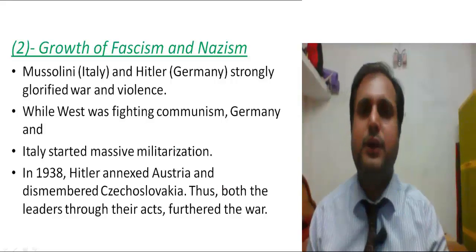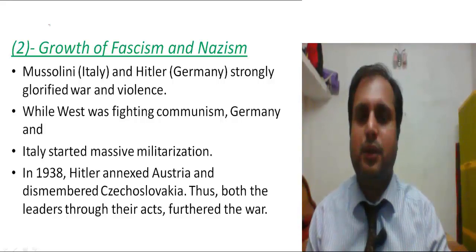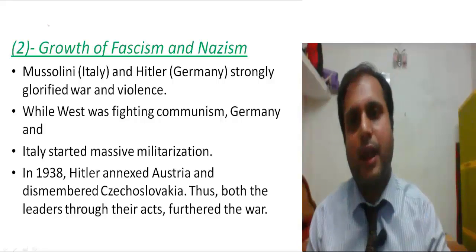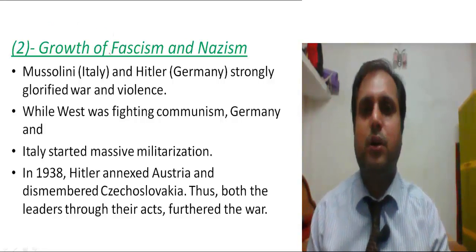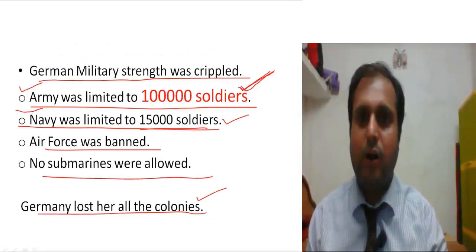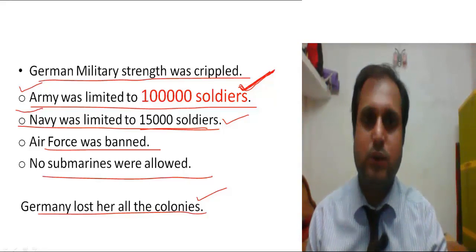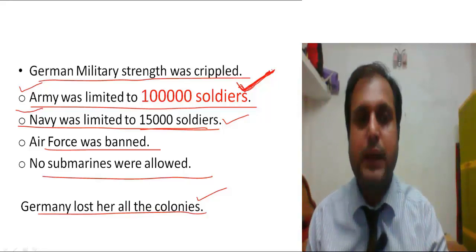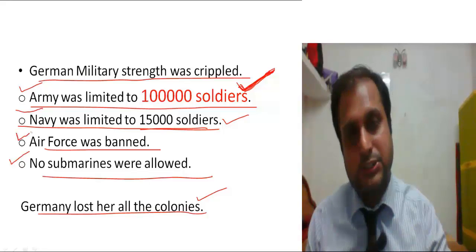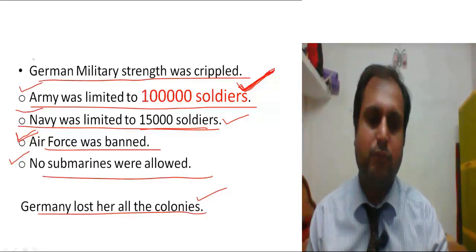After the First World War, under the rule of Hitler, Germany very quickly modernized her economy. And once again it started preparing to do those things which were banned under the Treaty of Versailles. Under the Treaty of Versailles, more than 1 lakh soldiers were not allowed, and Germany started keeping more than 1 lakh soldiers. Germany also started building submarines and the Air Force. All these activities were a violation of the Treaty of Versailles.